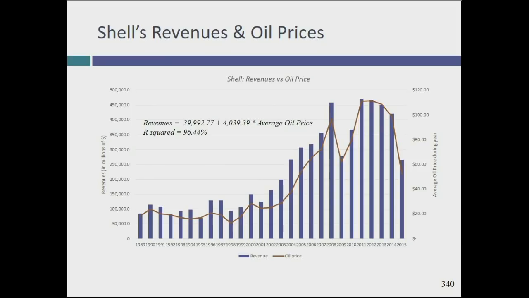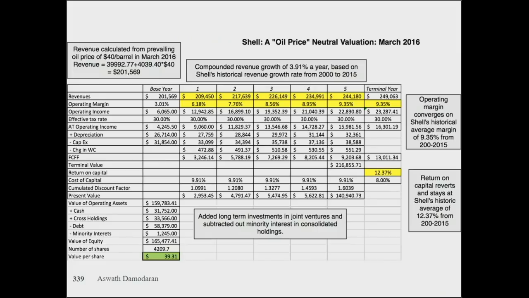What's my challenge with Royal Dutch in March of 2016? The oil price had dropped to 40, but the trailing 12-month numbers reflected a $55 oil price. Can you use this regression to actually get an oil price neutral revenue? I put in a $40 oil price into the regression. I got my predicted revenues at a $40 oil price. Those predicted revenues were about $10 billion lower than the trailing 12-month revenues.